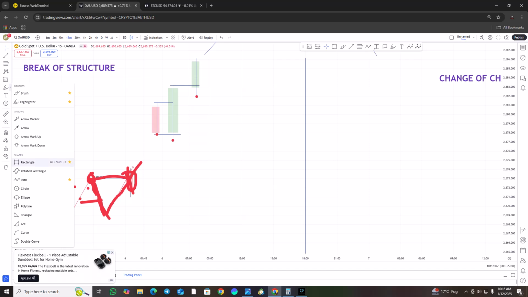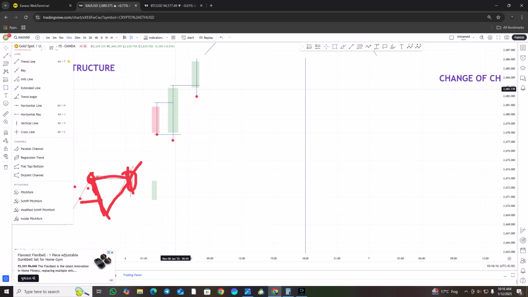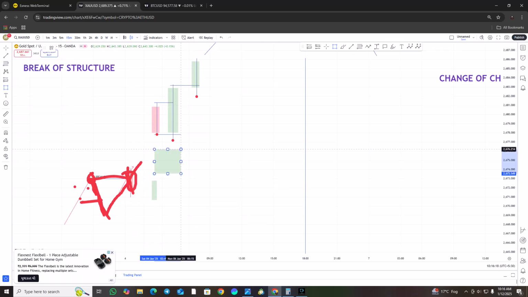Say for example, this is a situation which might occur in the market. We have a candle over here. You can clearly see this is the break of structure point. This is the break of structure point. Let me erase each and everything.